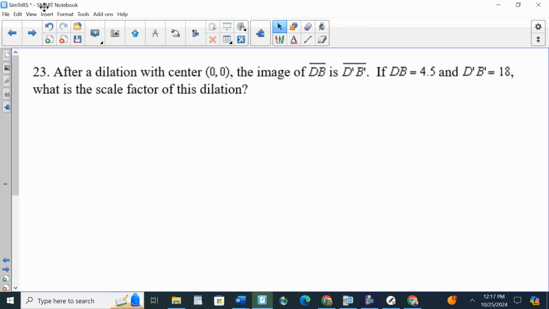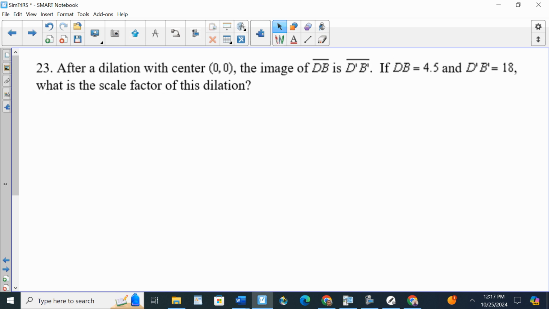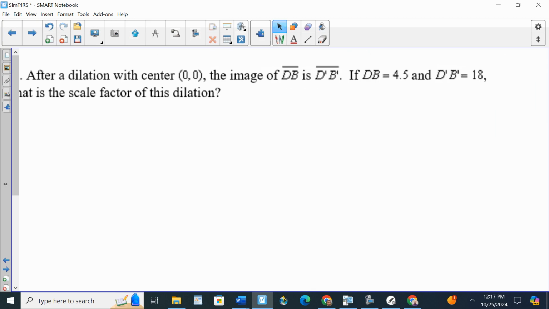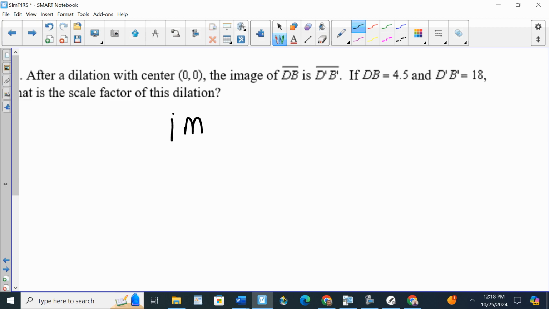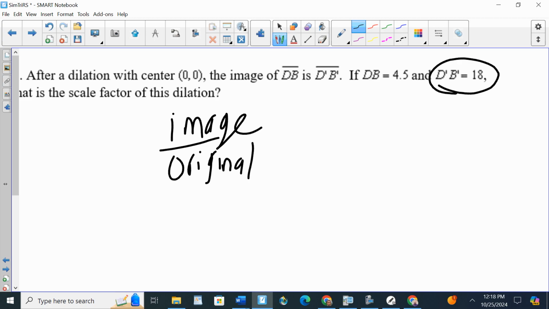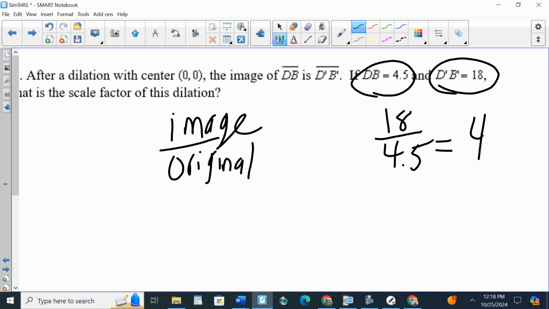Which brings us to number 23. It's asking for the scale factor. Well, you need to know that scale factor is image over original. So the image is your primes. If the image is 18 and the original is 4.5, it's 18 over 4.5. Use a calculator if you need to. It's 4. Scale factor is image over original.